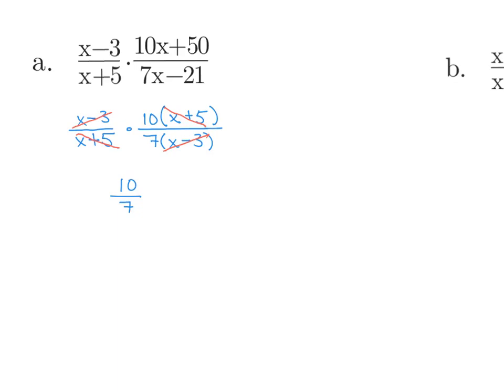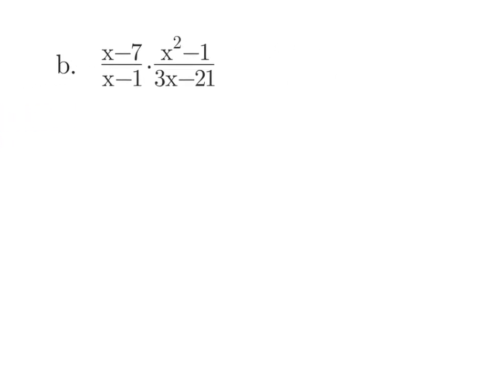All right, let's go ahead and look at example B. Example B, we have (x minus 7) over (x minus 1) times (x squared minus 1) over (3x minus 21). Again, the left fraction is going to stay the same. x minus 7 cannot be factored. Similarly, x minus 1 cannot be factored, so we'll leave those the same.